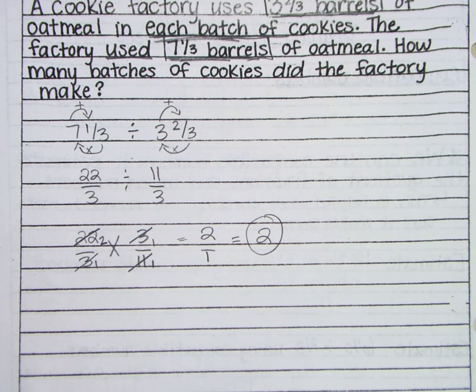So when we are dividing mixed numbers, we still keep, change, flip. We just have to make sure that we turn them into improper fractions. Just like when you're dividing a mixed number by a fraction or a mixed number by a whole number, you still always change that mixed number into an improper fraction first.